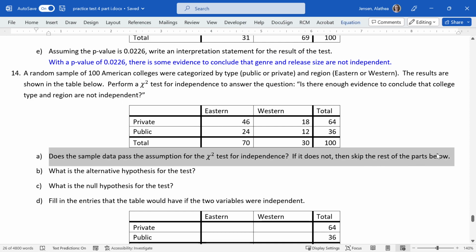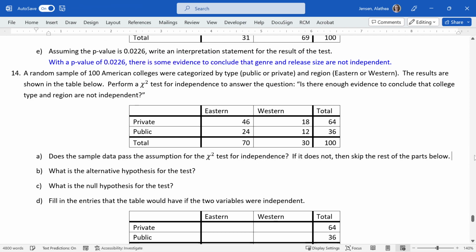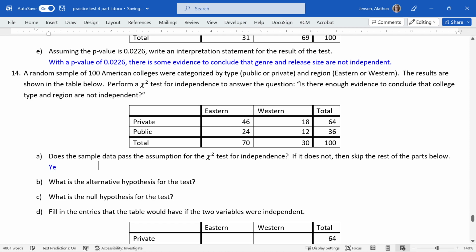Okay, so first we will check the assumption. We just need to check if this was a random sample, and it says that it was. So I'm just going to type that at the end of the line here. Yes, it was a random sample. All right, alternative hypothesis for the test. So just looking at the question here, the alternative hypothesis is college type and region are not independent. So I'm going to paste that down here.